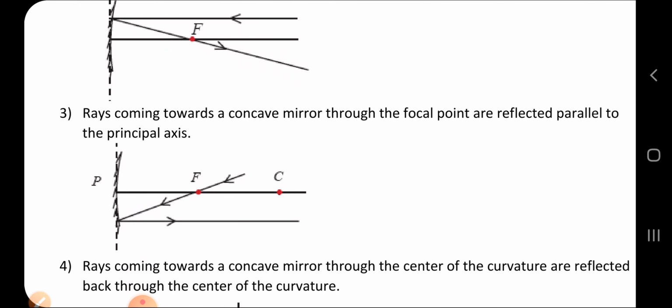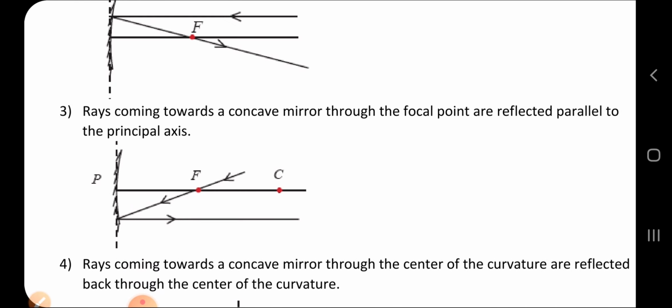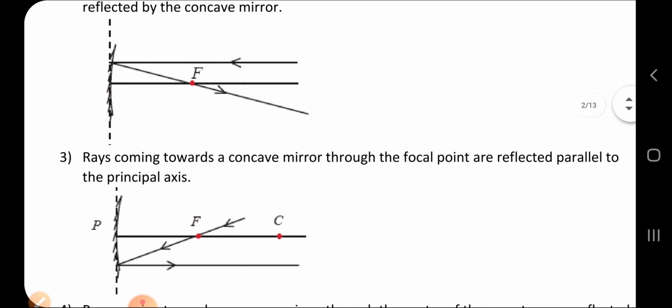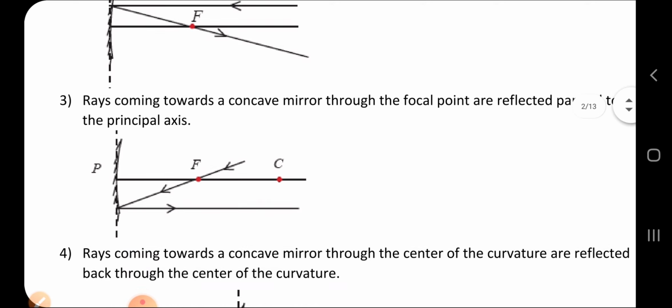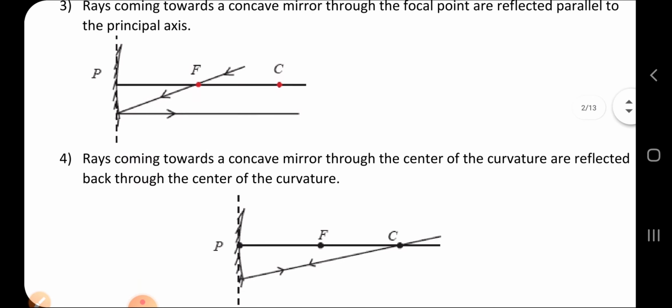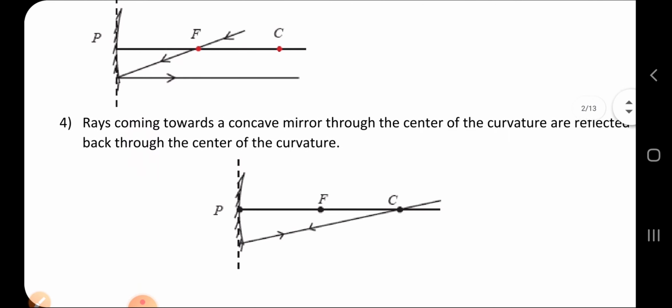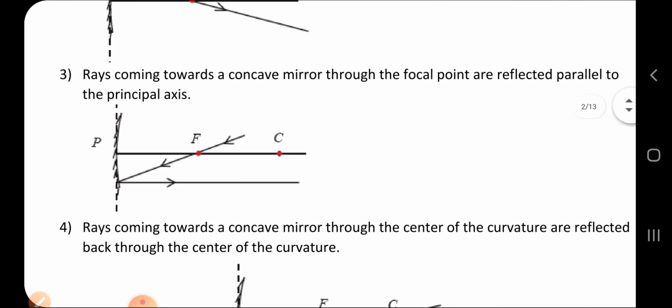That's the opposite of the 2nd rule, right? So in the 2nd rule, the light ray came parallel to the principal axis and went through the focal point. So in the 3rd rule, when a light ray passes through the focal point and gets to the concave mirror, what will happen? It will be reflected parallel to the principal axis, right?